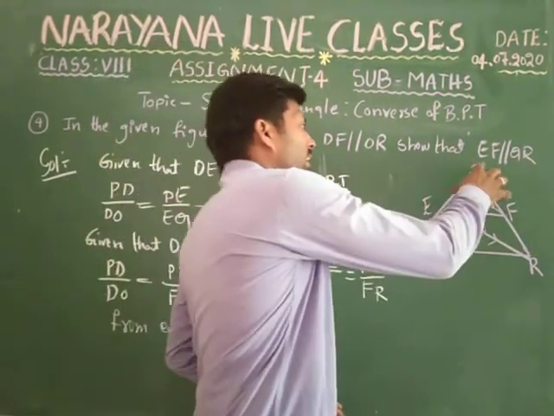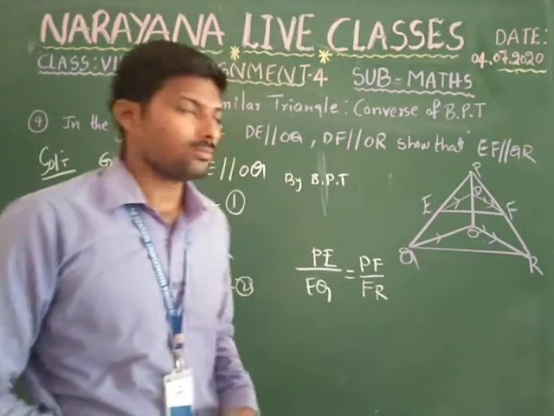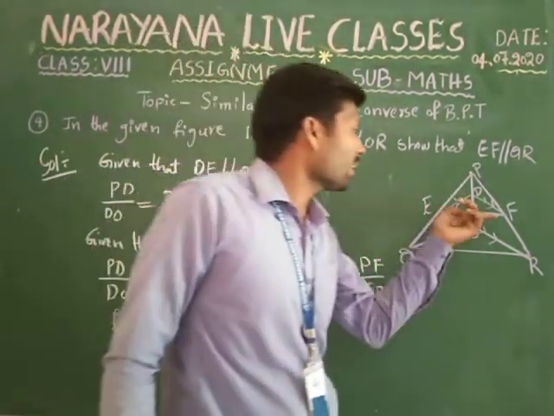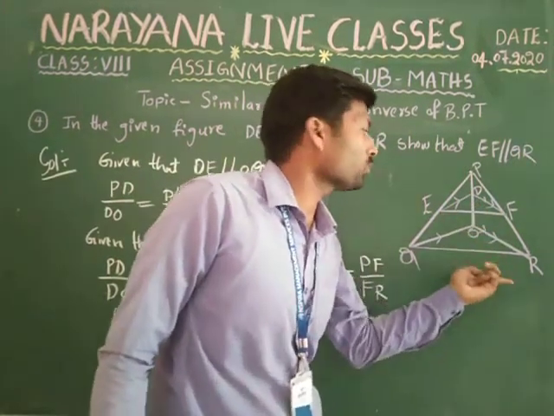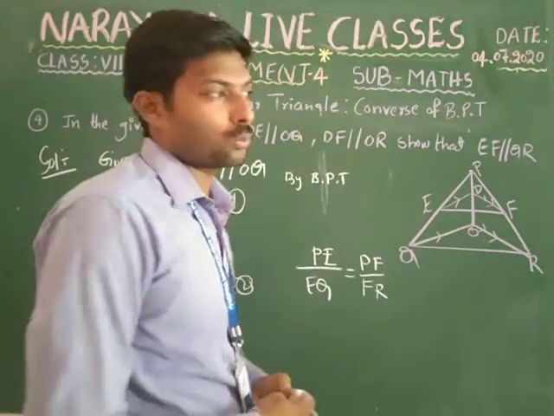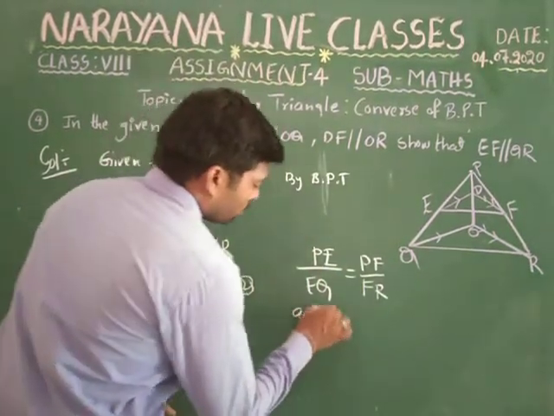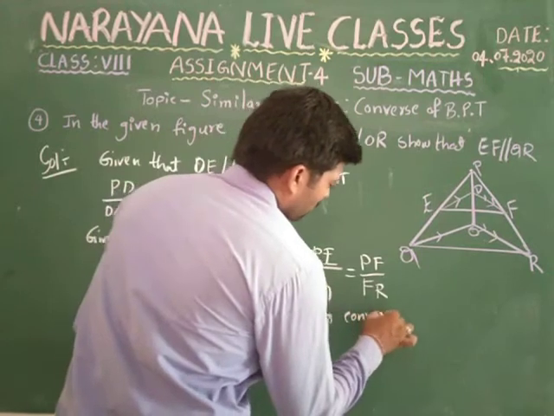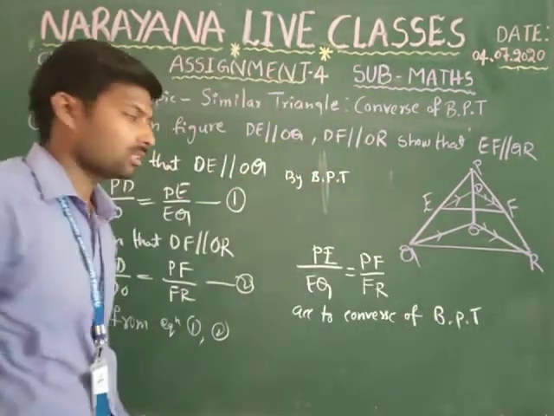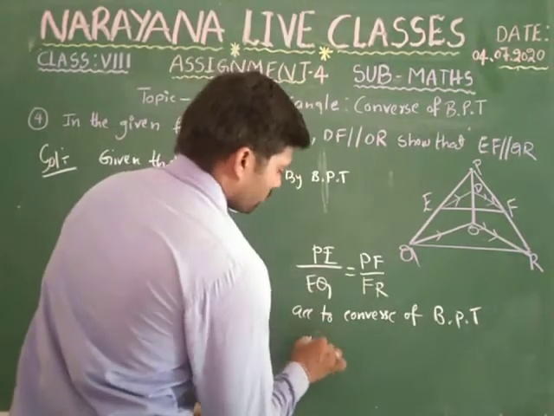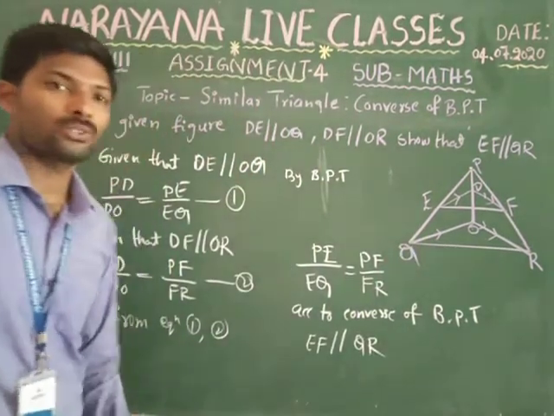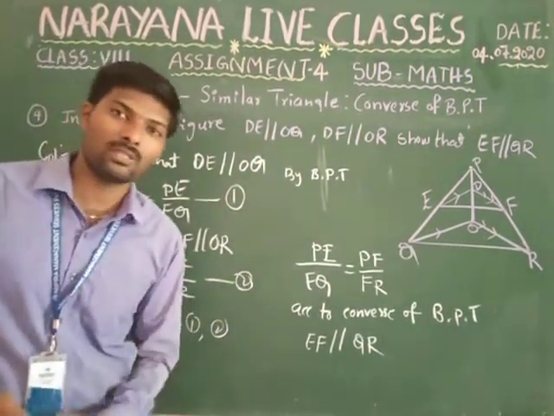So in triangle PQR, two sides are divided in the same ratio, so the line EF is parallel to QR. According to the converse of the basic proportionality theorem, BPT, we can write EF is parallel to QR. So this is one of the applications of the converse of the basic proportionality theorem.